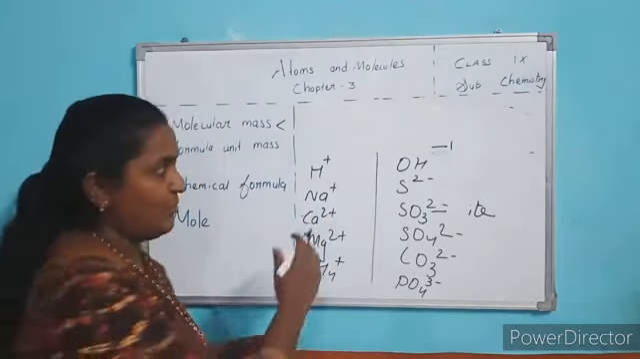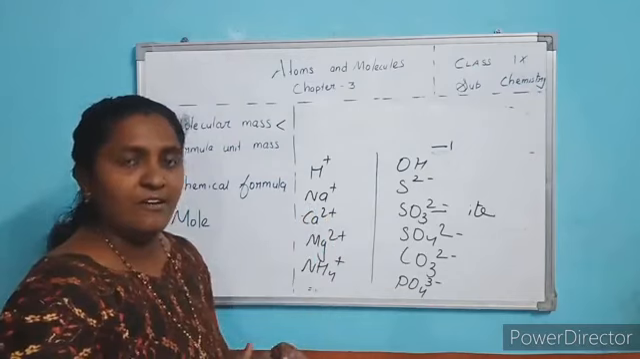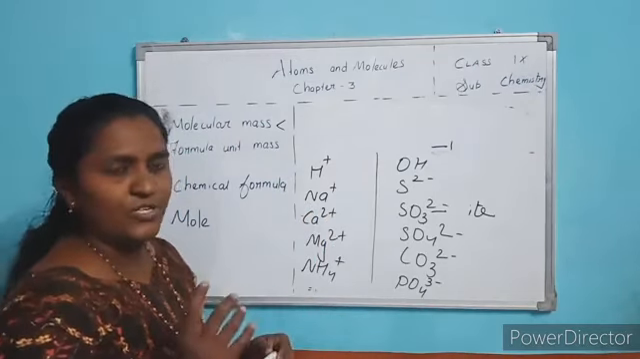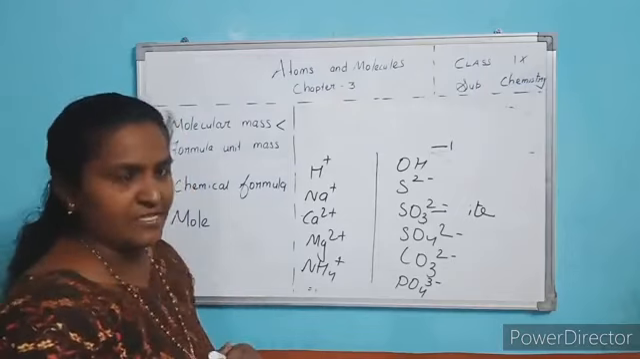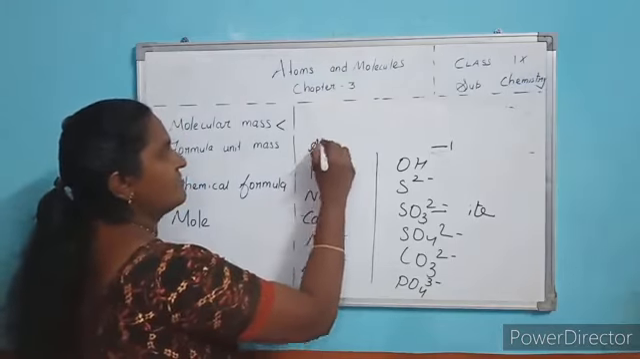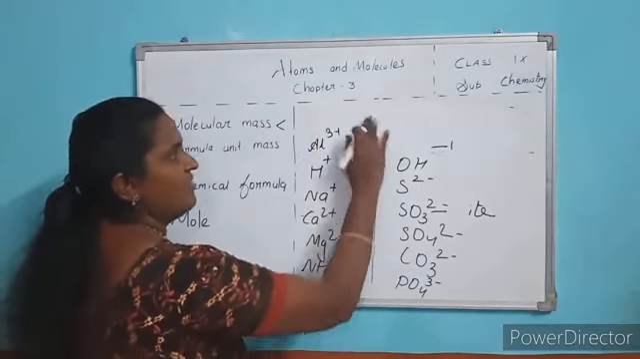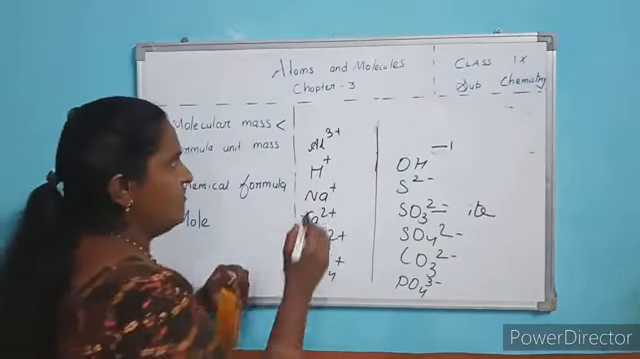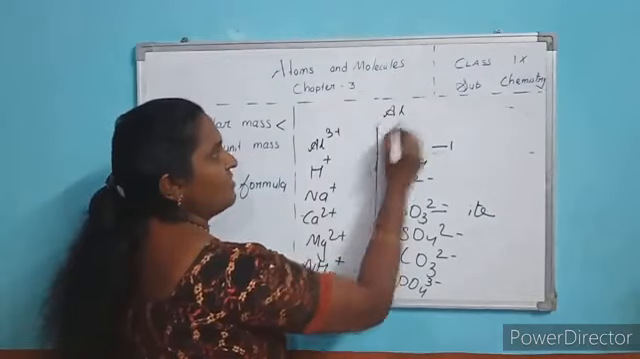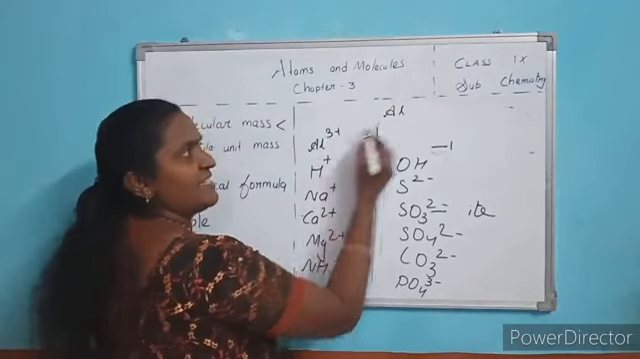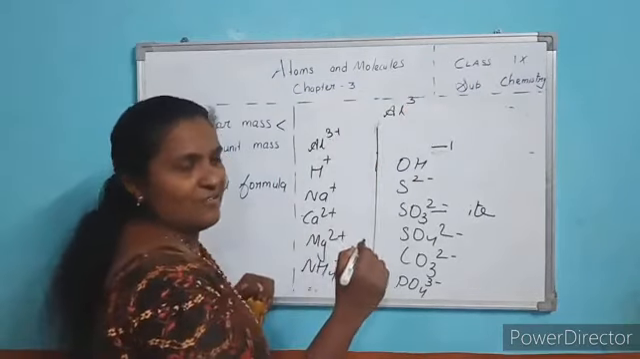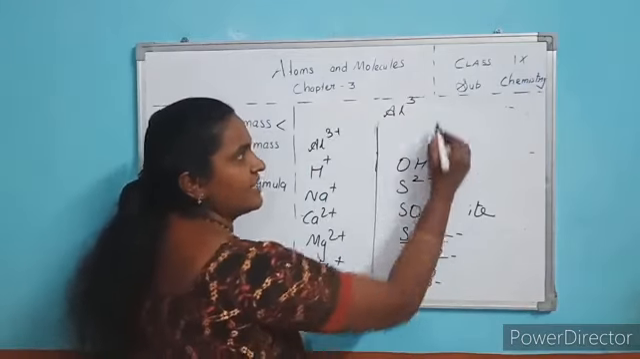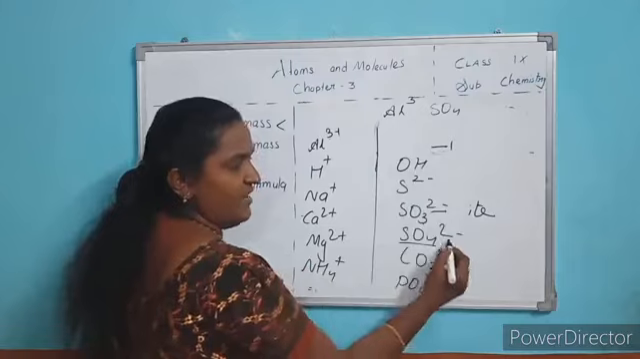Okay, if you know this, you can write the formula of different compounds. Now you are going to write aluminium sulfate. Aluminium valency 3. Okay, you are going to write the formula of aluminium sulfate. How will you write? First you write the symbol, aluminium symbol Al, and valency is 3. Okay, and sulfate you write, sulfate is SO4 and valency is 2.